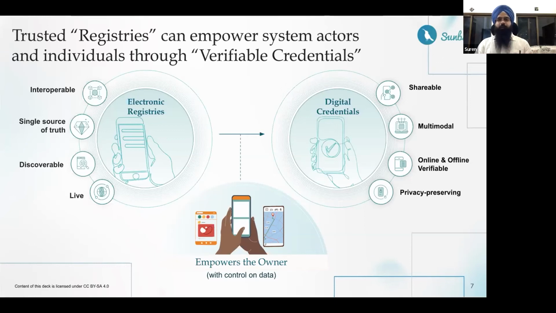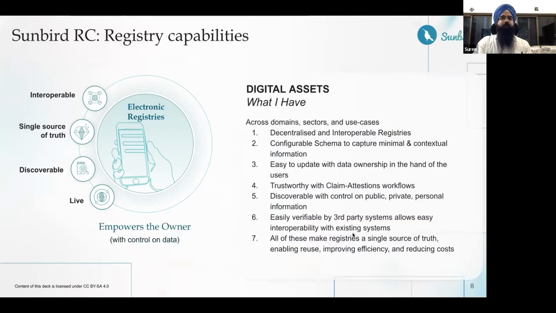These credentials are shareable and multimodal, which means they can be printed or digital. They can be verified in various forms, and they're privacy preserving, because only the details that you wish to share with others can be shared. And both of these together empower the individuals, the owners, with the data in their hands. Let's deep dive into each of them individually.